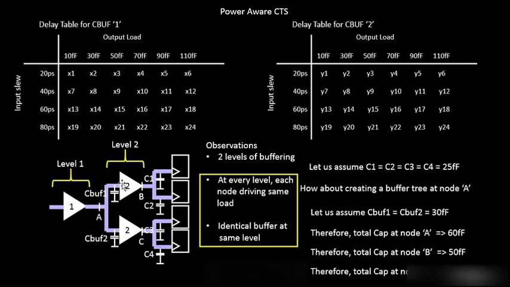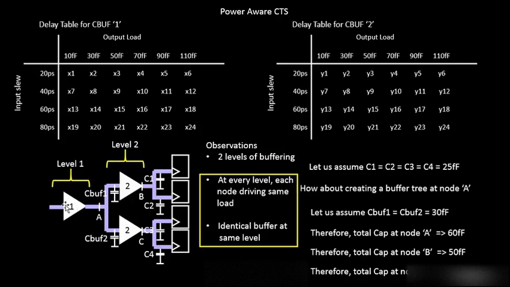So this is the delay table for the buffer of type 2. Let's take the same example. If this buffer sees an input slew of 80 picoseconds and an output capacitance of 110 femtofarads, the delay will be y24. And over here the delay will be x24 for the same values of input slew and output load. So that's what differentiates CBUF1 and CBUF2. Now how these two get differentiated, that's circuit design, which we'll be talking about in the circuit design part of this course.